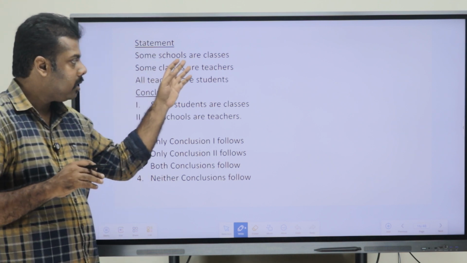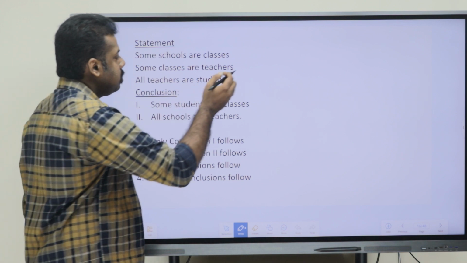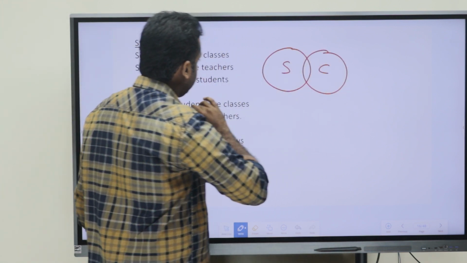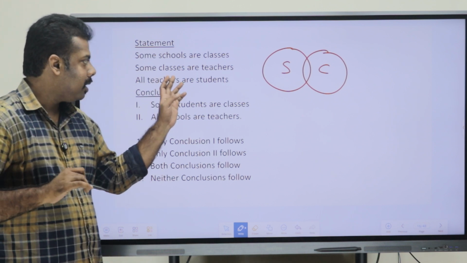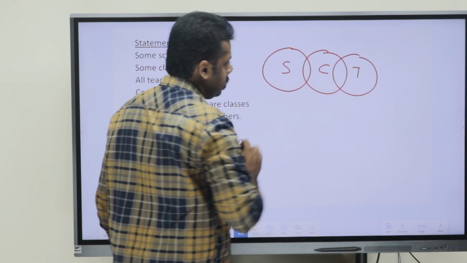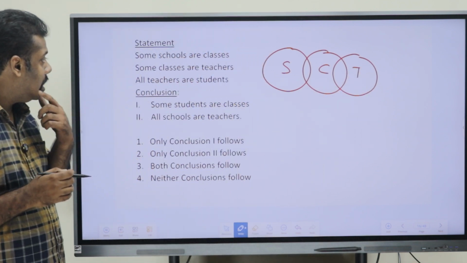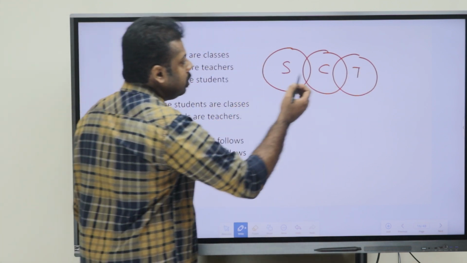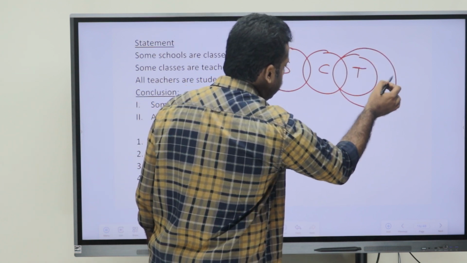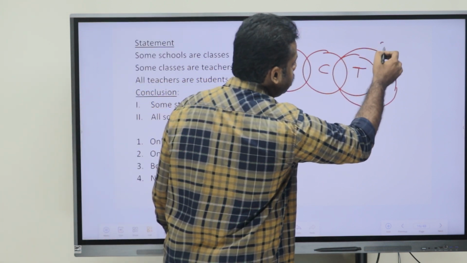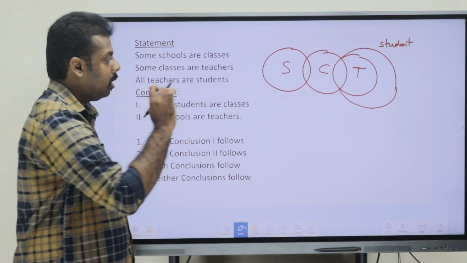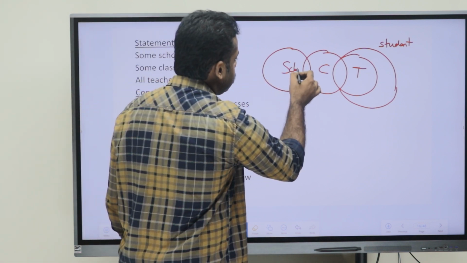First statement says that some schools are classes. So schools and classes have a common portion here. Now the second statement says that some classes are teachers. The last statement says that all teachers are students. So this is the teacher part, and teacher in total has to be inside the students. So this is student, and the first S was school. I'm just writing it down. This is the school part.